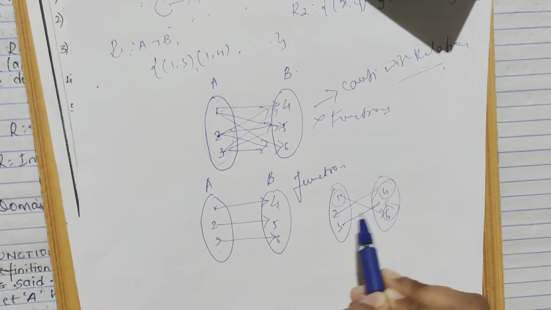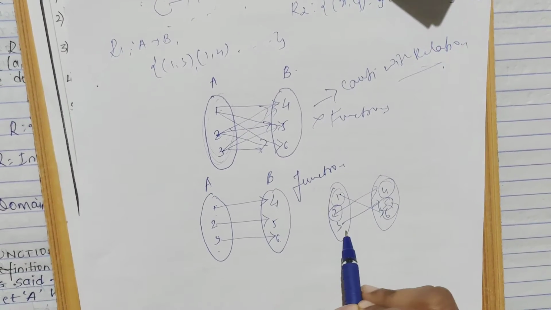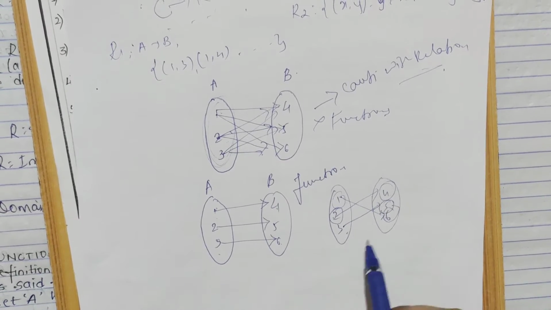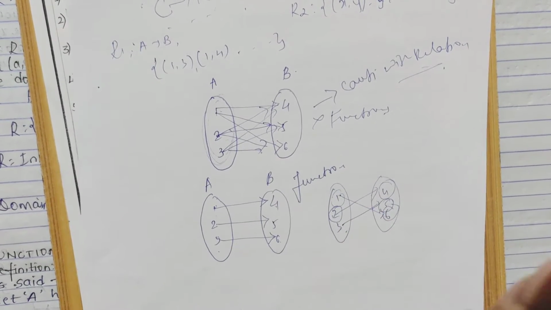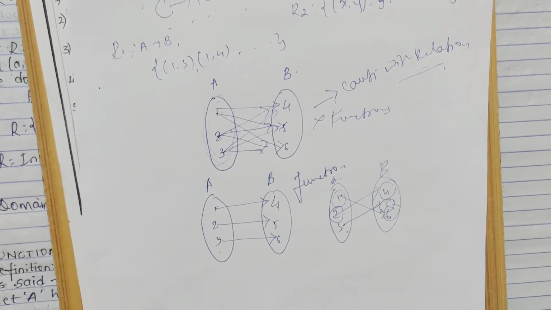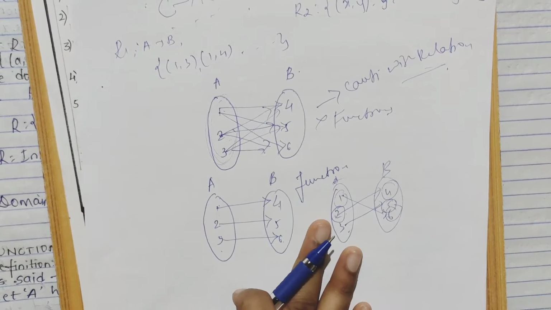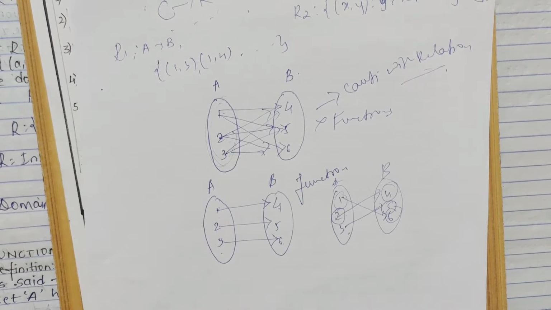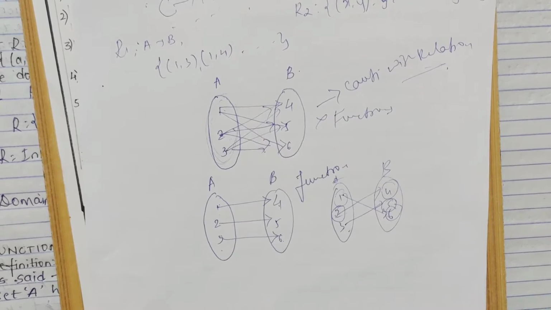2 is mapped with 4, it has only one image. 3 is mapped with 5, it has only one image. So we are not concerned with which numbers, or whether it goes upside or side, however it is mapped. We are just concerned that every element in set A should have only one image in set B. That is what your function tells. Okay, so we'll see the definitions and all. I'll write it. Just pause the video and note it down.